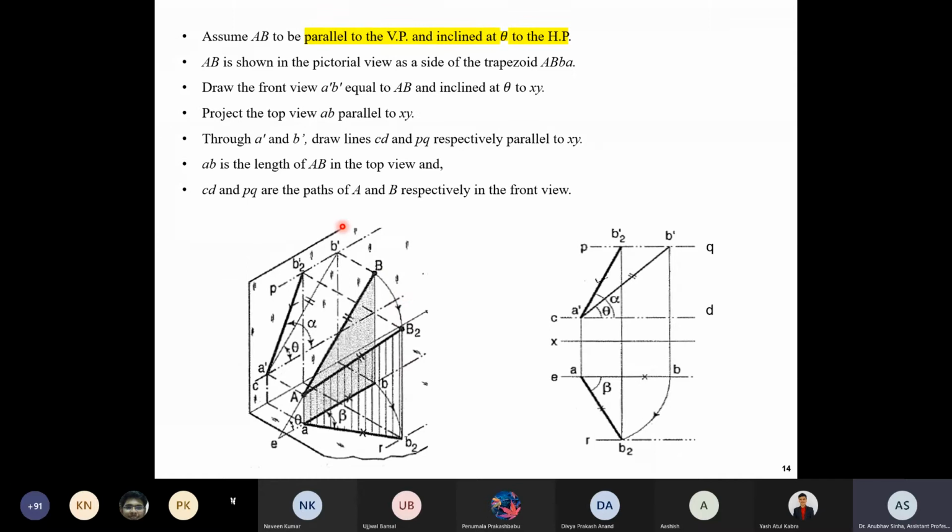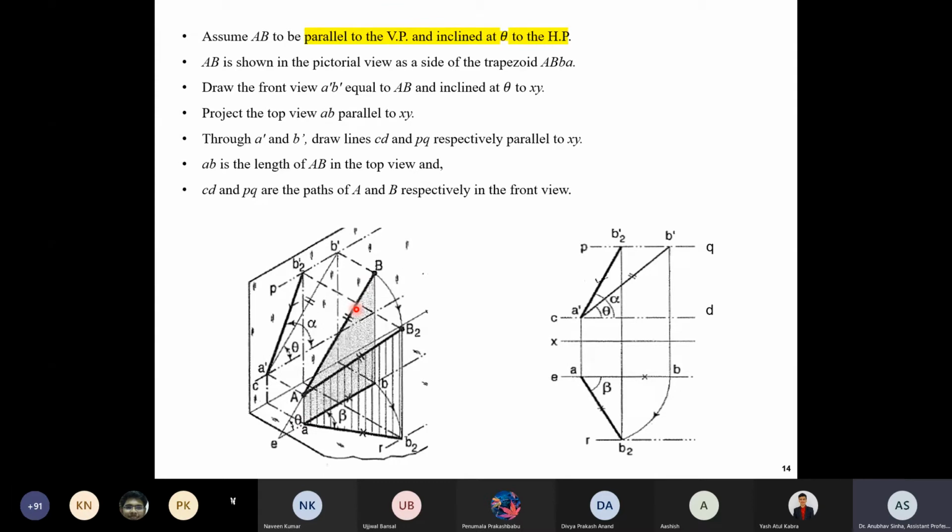So basically let us say that you are given some line AB which is parallel to VP and inclined at theta to HP. So we are again starting with that and now giving you the steps of construction. So this pictorial view is shown to you, and this is basically the side of trapezoid ABba. If you look at the shaded region A, B, small b and A, this is the trapezoid. Okay, earlier it was lying on that line, now it is making a trapezoid.